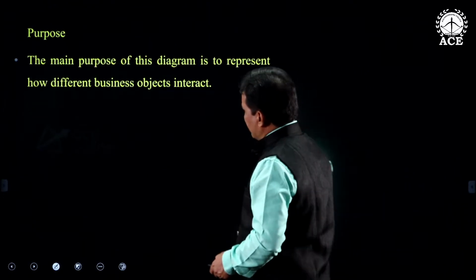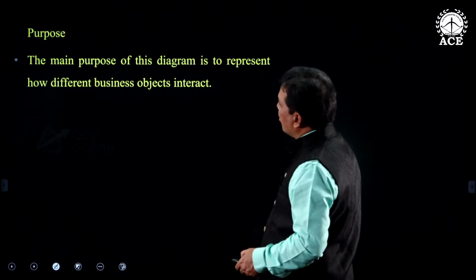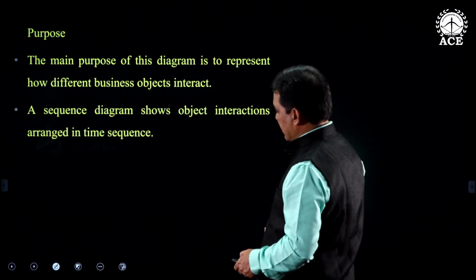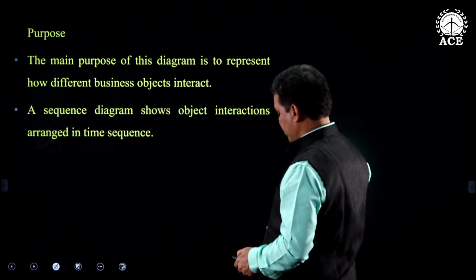Coming to purpose, the main purpose of this diagram is to represent how different business objects interact. So just now we discussed it here, just observe.